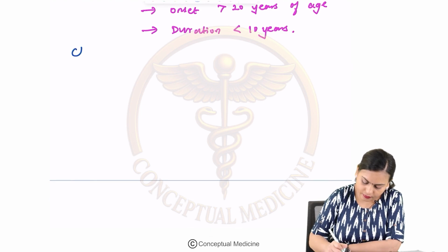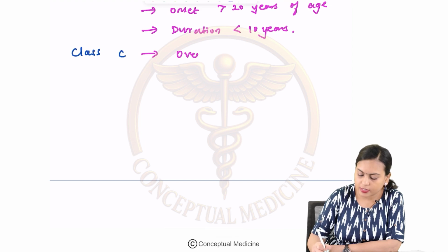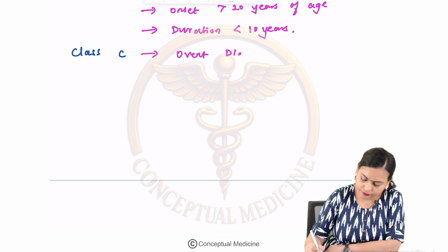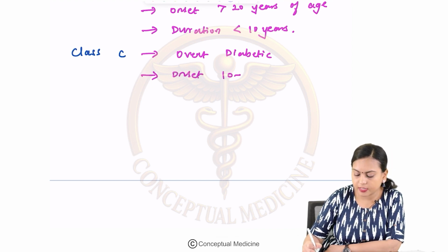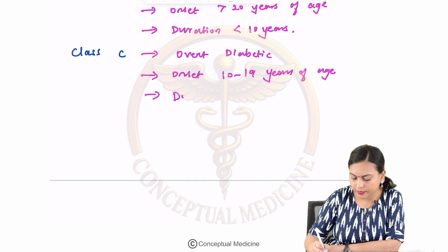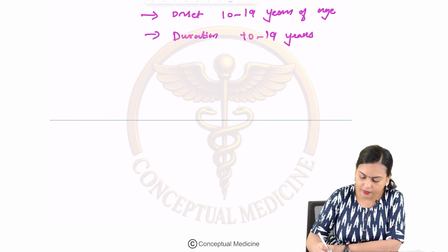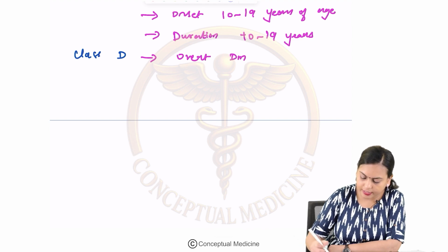Next is class C. Okay. Here also there is an overt diabetic condition, but the onset is anywhere between 10 to 19 years of age, and duration is also anywhere between 10 to 19 years. Okay. And then we have class D, that means it is an overt DM.